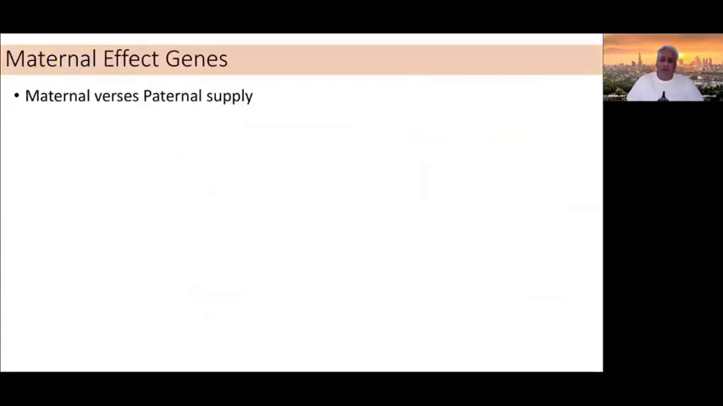All right, let's go on to the last one then. This is my favorite, like I said earlier, maternal versus paternal. Which one supplies the biochemistry for beginning life, right?